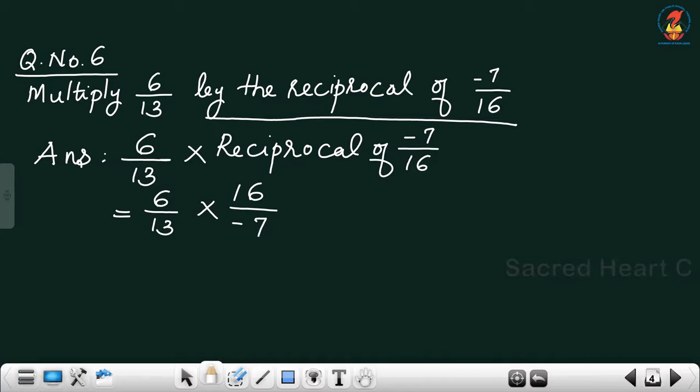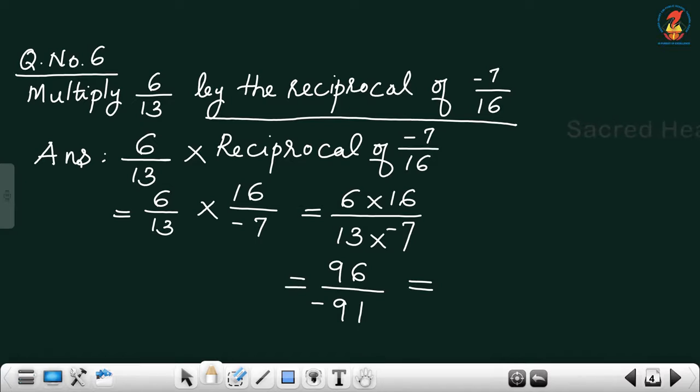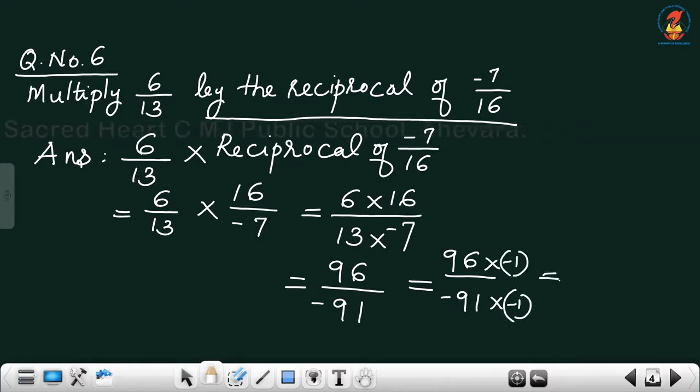Then how will you multiply two rational numbers? Multiply the numerators, multiply the denominators. 6 into 16 divided by 13 into negative 7. Then 6 into 16, 96 divided by 13 into negative 7, negative 91 equal to, we have to write it in the standard form. Standard form means it should be the lowest form. There is no common factor for it, 96 and 91. Then the denominator should be positive. Here the denominator is negative. How can you make it into positive? 96 by negative 91, multiply both the numerator and denominator by negative 1. So which is equal to negative 96 by 91.